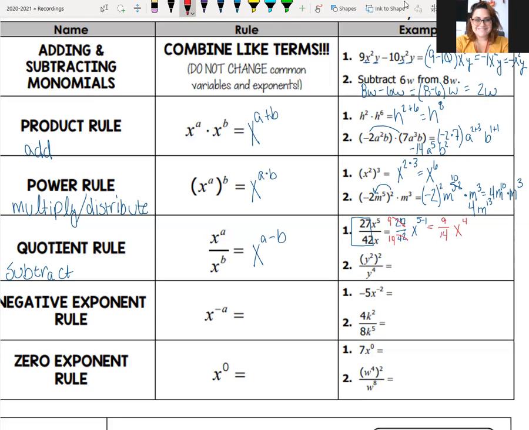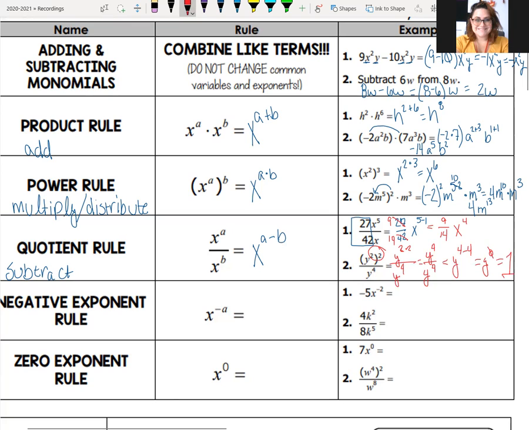Down here, first thing we need to do is worry about this, which means we're going to multiply. So we would have y to the 2 times 2 divided by y to the 4th, which means I have y to the 4th divided by y to the 4th, which is going to give us y to the 4 minus 4, which is going to give us y to the 0 power, which we're going to talk about down here. But anything to the 0 power equals 1.